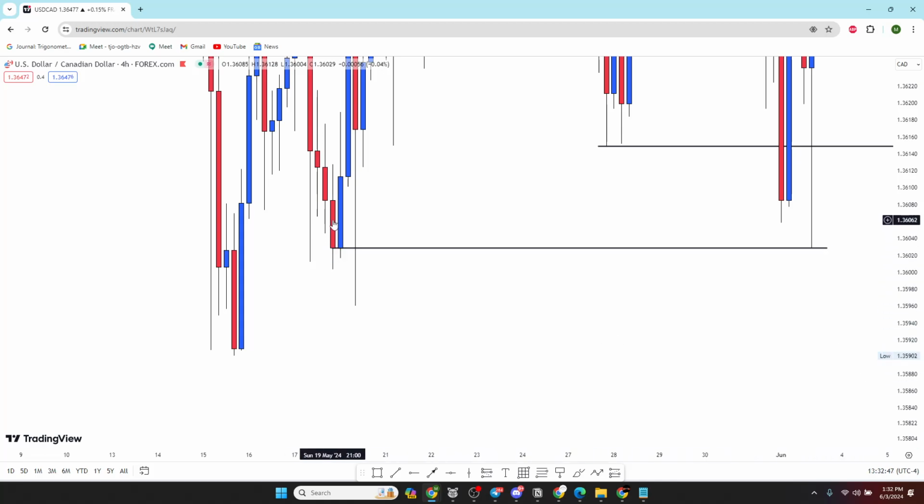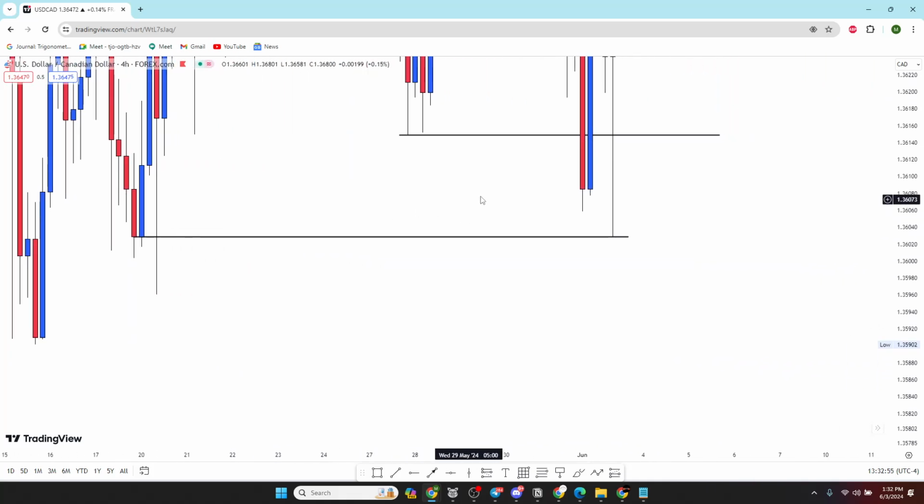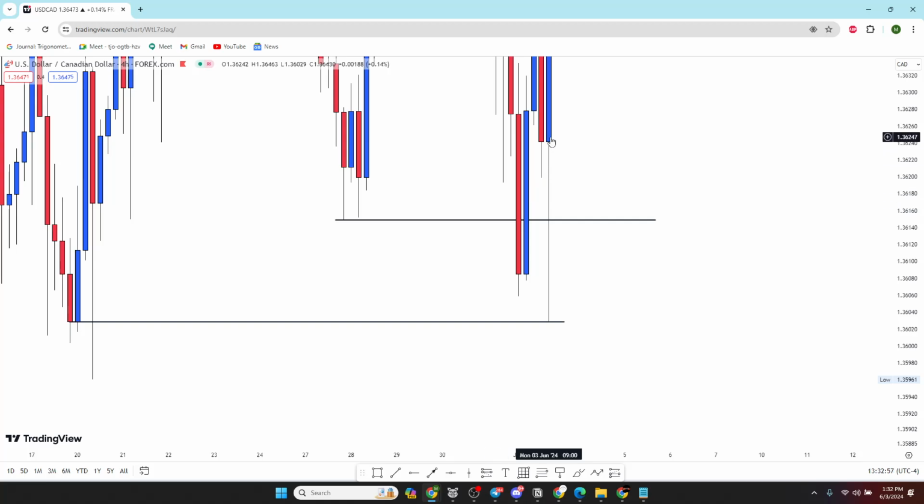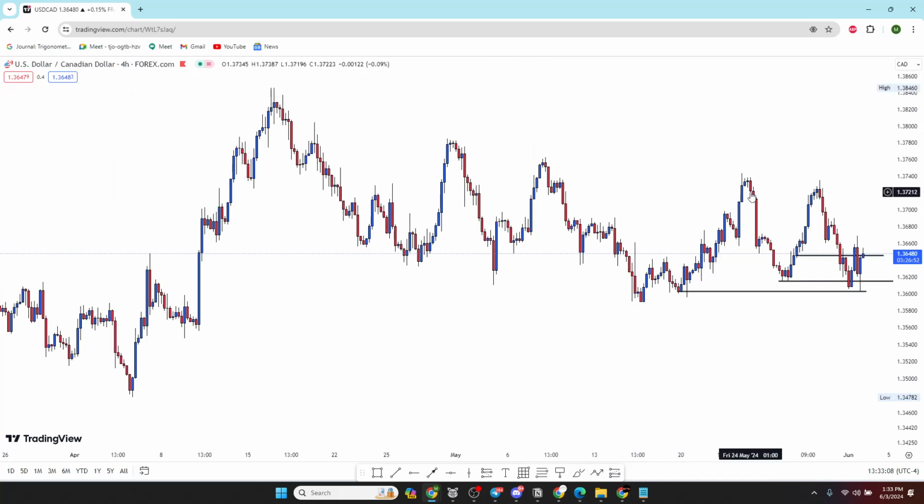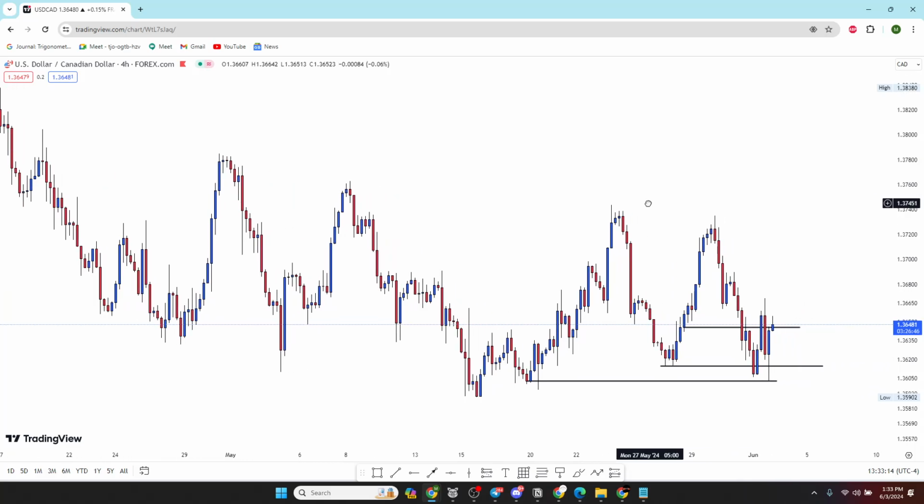Look at the precision. If I get the close on this price, where's the close? 1.36029. What is the low on this candle? 1.36029. These are the insights that people are lacking, and they need to make sure that their time precision is correct.